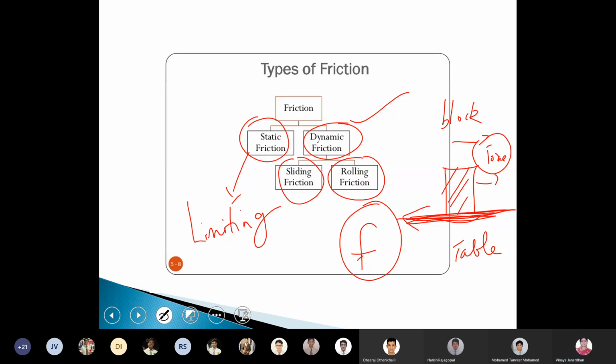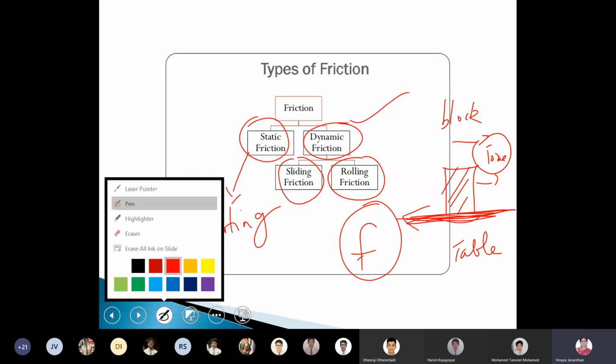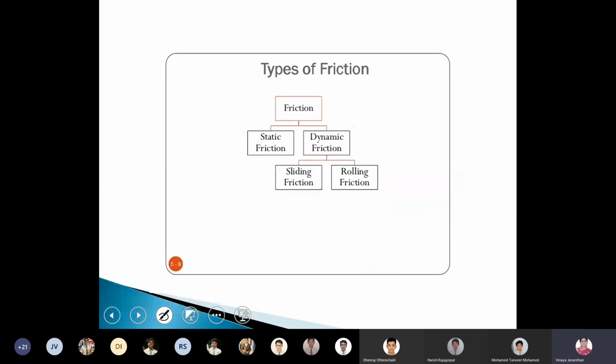Okay. Can you copy down this, and then I'll go for the video presentation, right? Types of friction: static friction, and then dynamic friction. Under dynamic friction, you will have sliding friction and rolling friction.